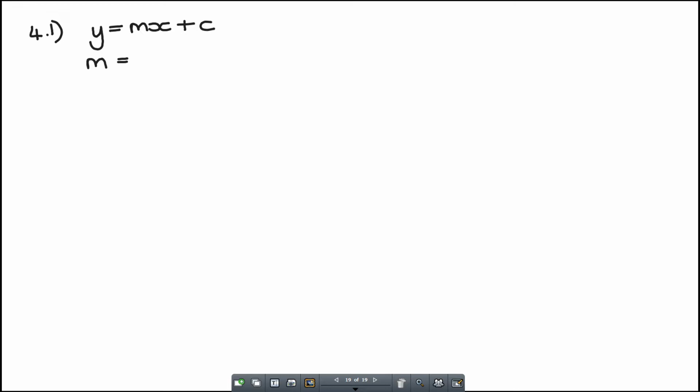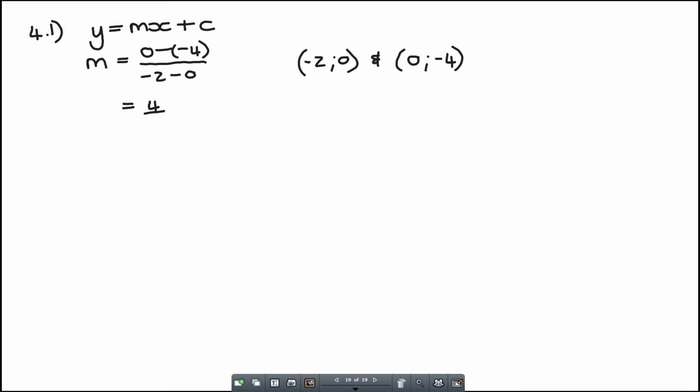You could either use the old method of first getting those coordinates where x is minus 2 and y is 0, and x is null and y is minus 4. Dan gebruik ek daai tweekies om te gaan sê 0 minus 4 over minus 2 minus 0. Wat my gee positief 4 op minus 2, so my gradient will be negative 2.